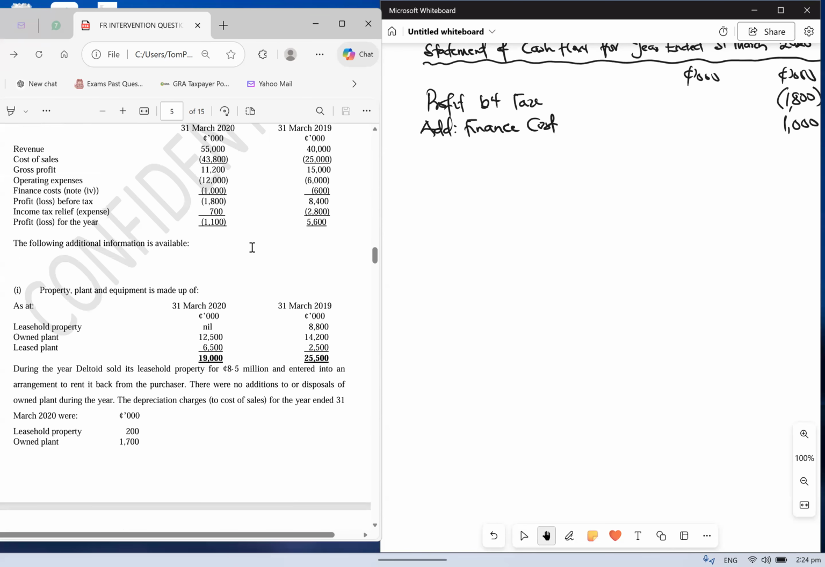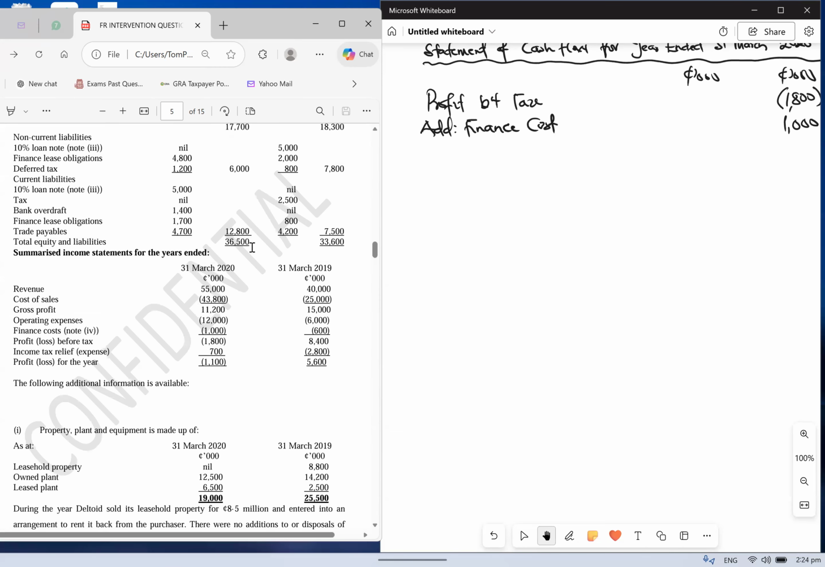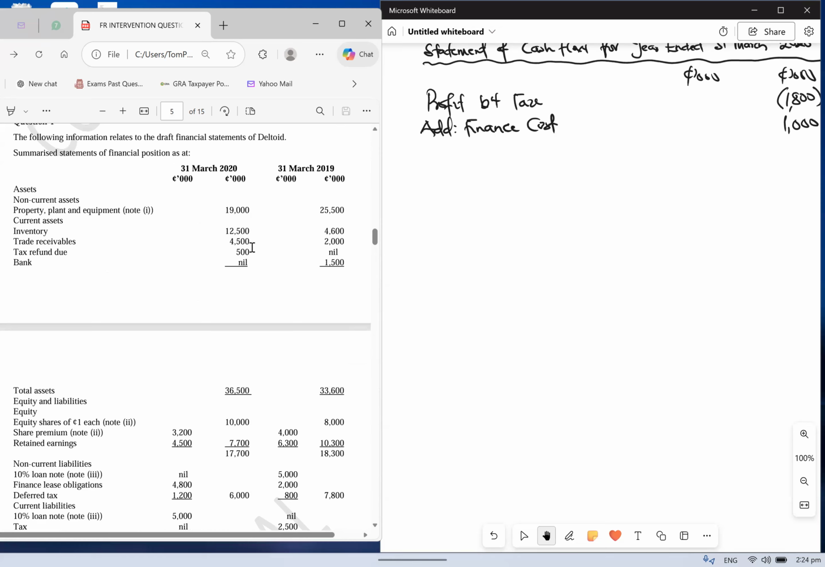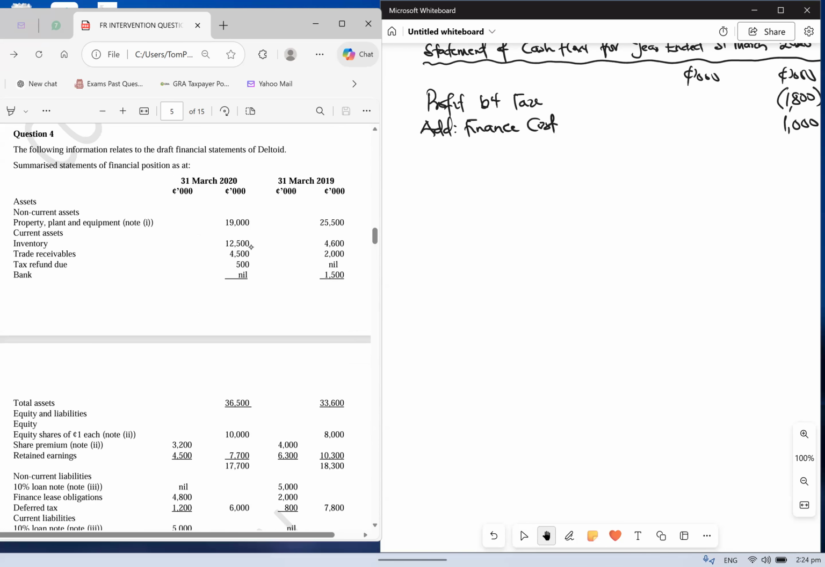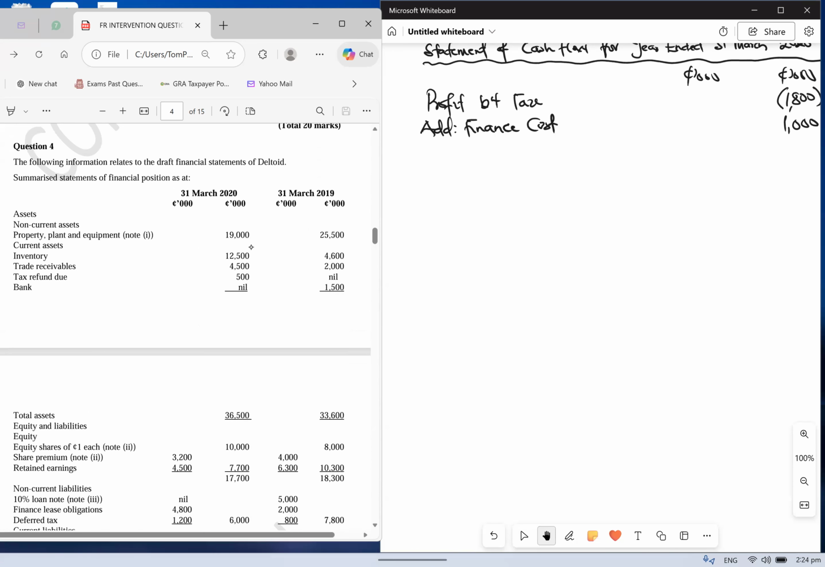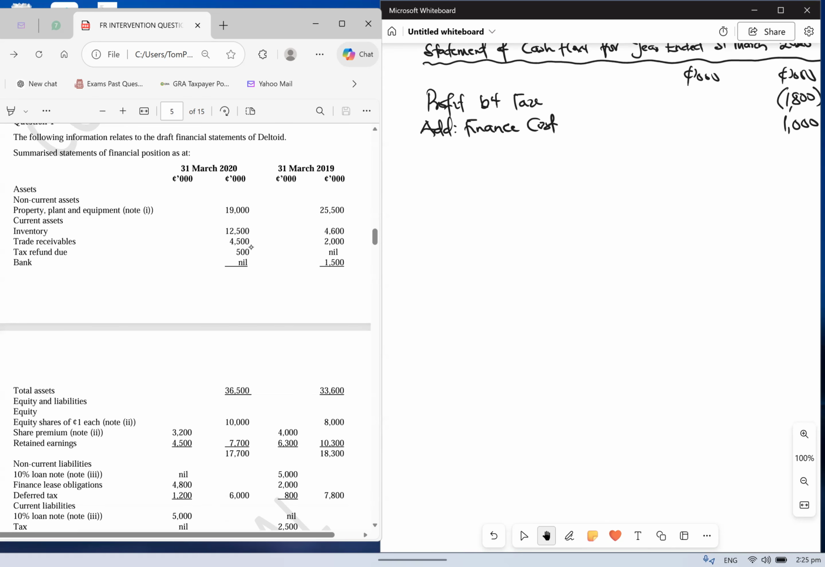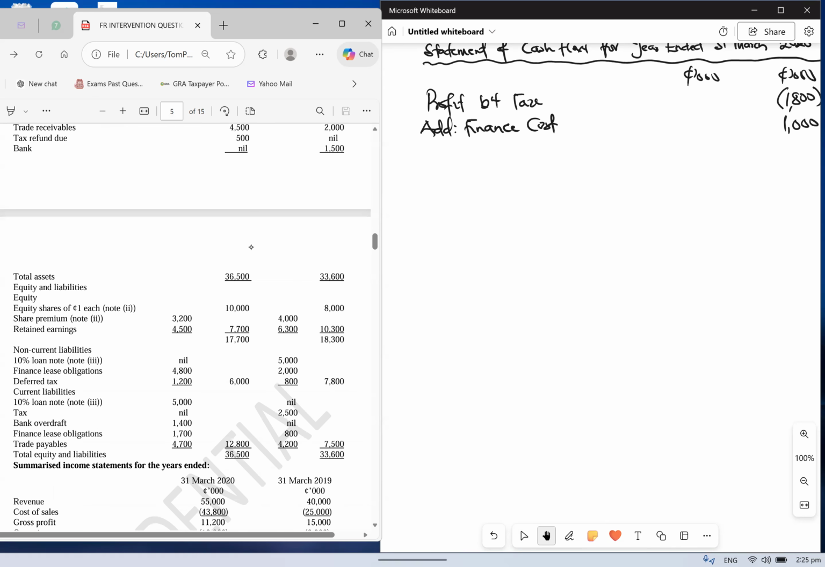Then we now need to adjust for non-cash. A typical example of non-cash is depreciation. But where will you find the depreciation? The following relates to Deltoid. You have this non-current asset, PPE, and you can see your PPE was 25,500. It has reduced. What can cause your PPE to reduce? We are coming to think about them. Inventory, tax refund due, bank, all right? You have the total, your equity side.